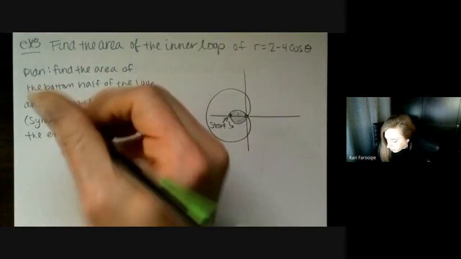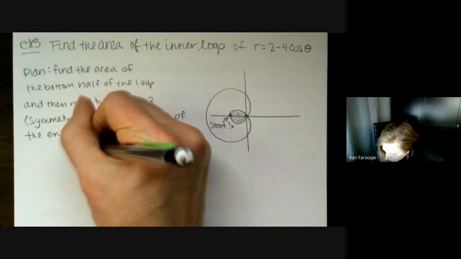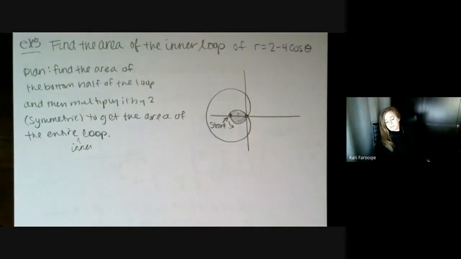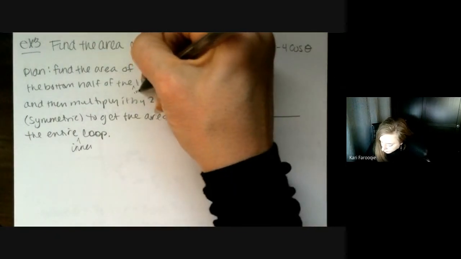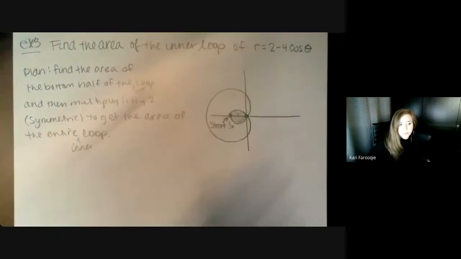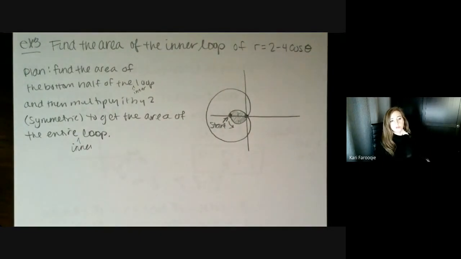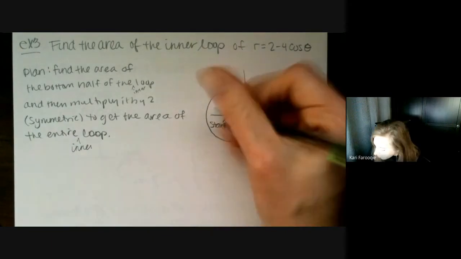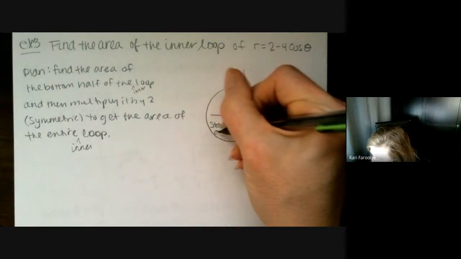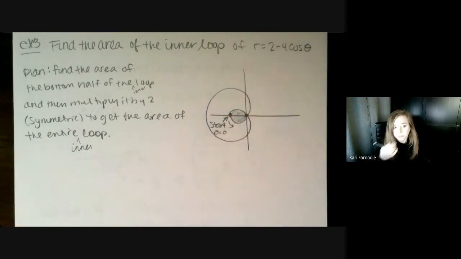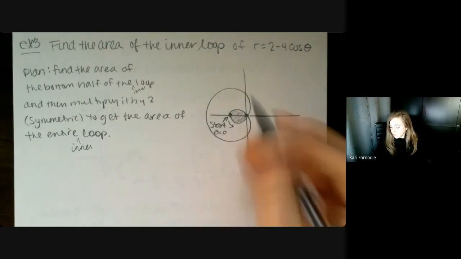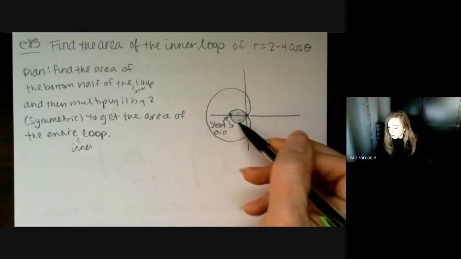Or I should say the entire inner loop. Inner loop. I mean, it says that, but I want to make sure it's super clear. Okay, so your start occurs at theta equals 0. Your goal is to figure out if the start is at theta equals 0, where does the inner loop end?